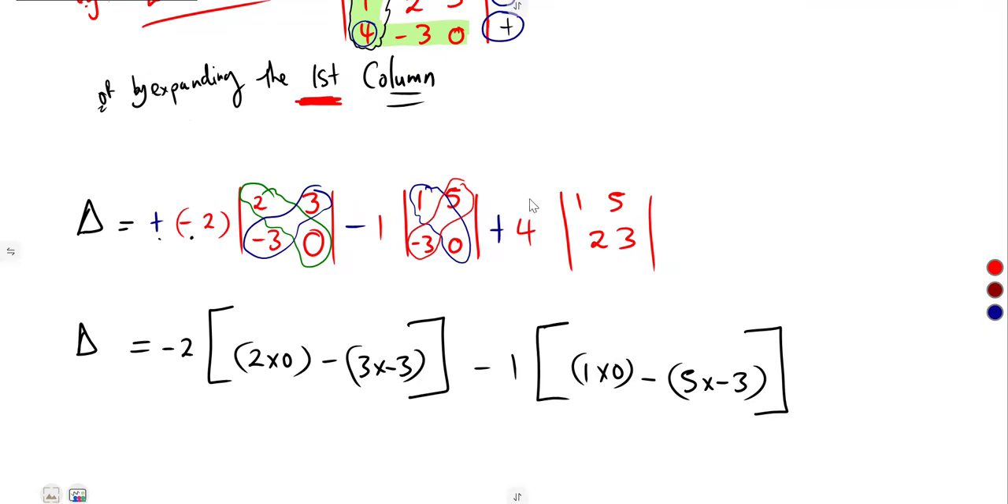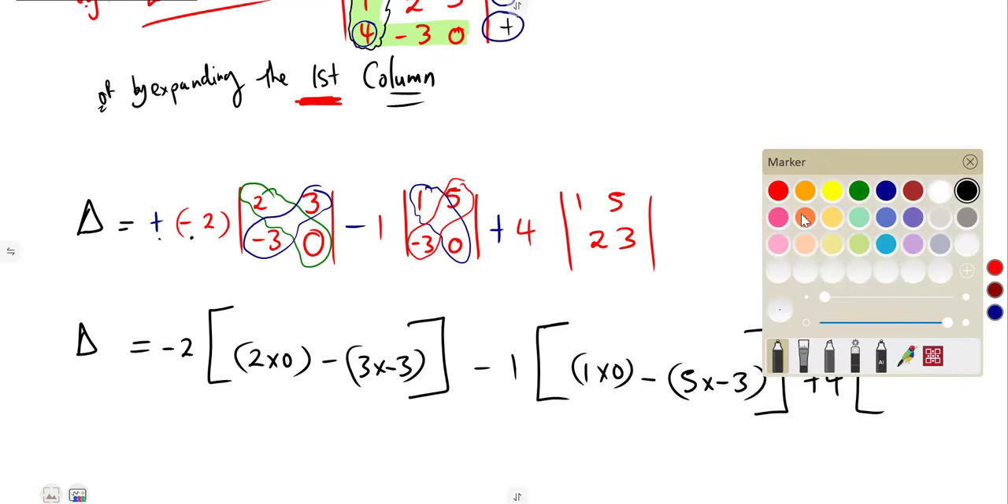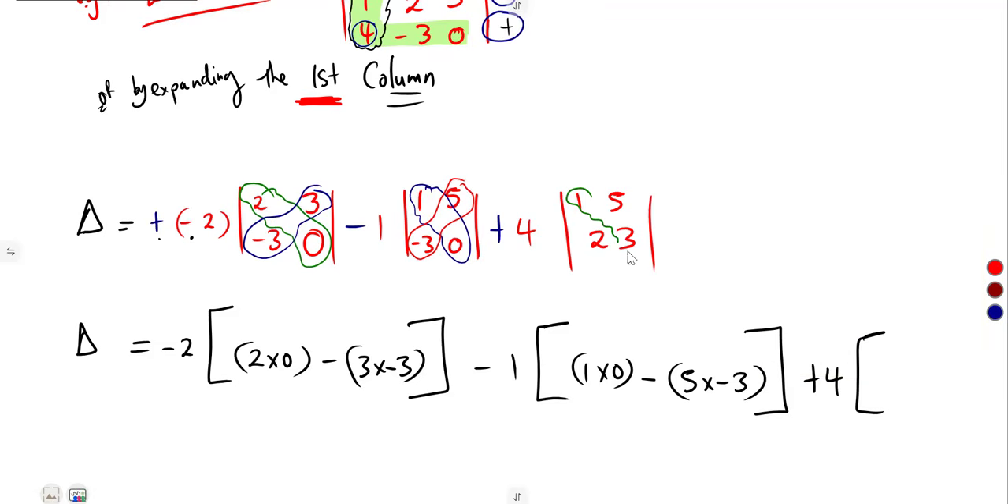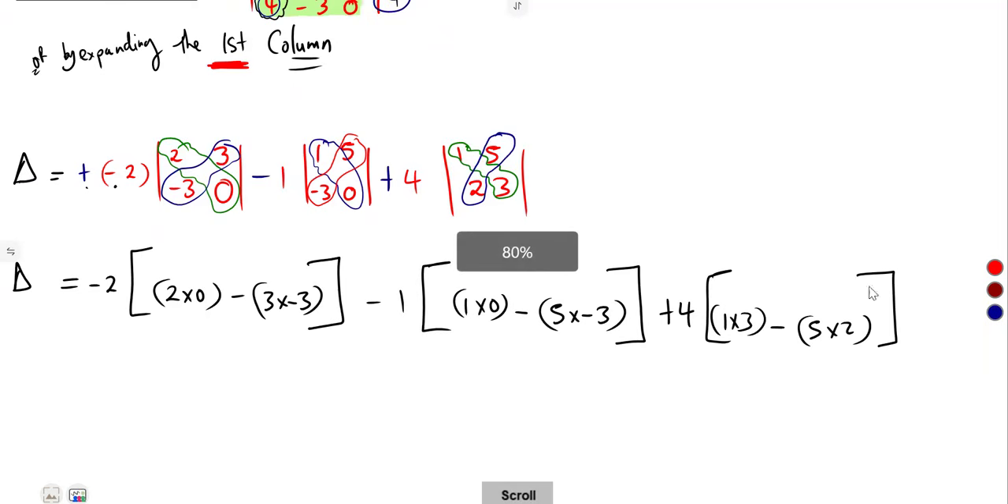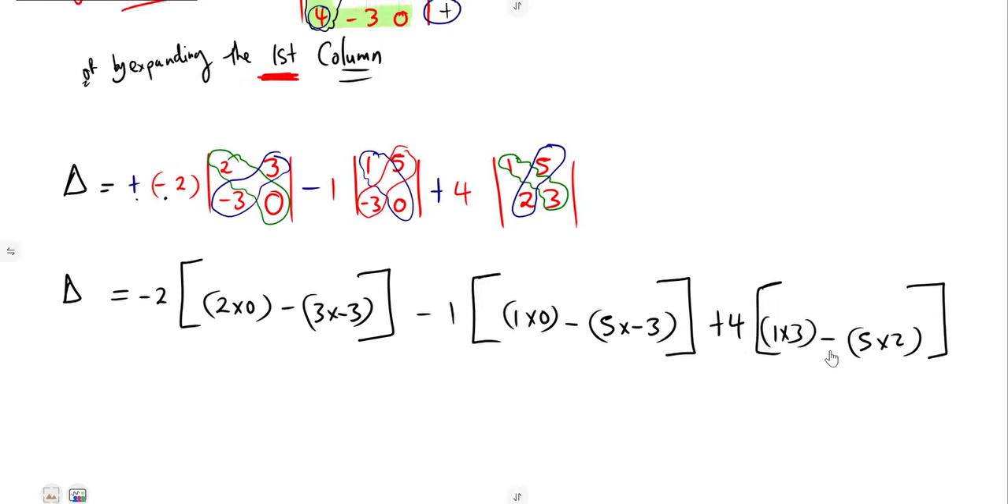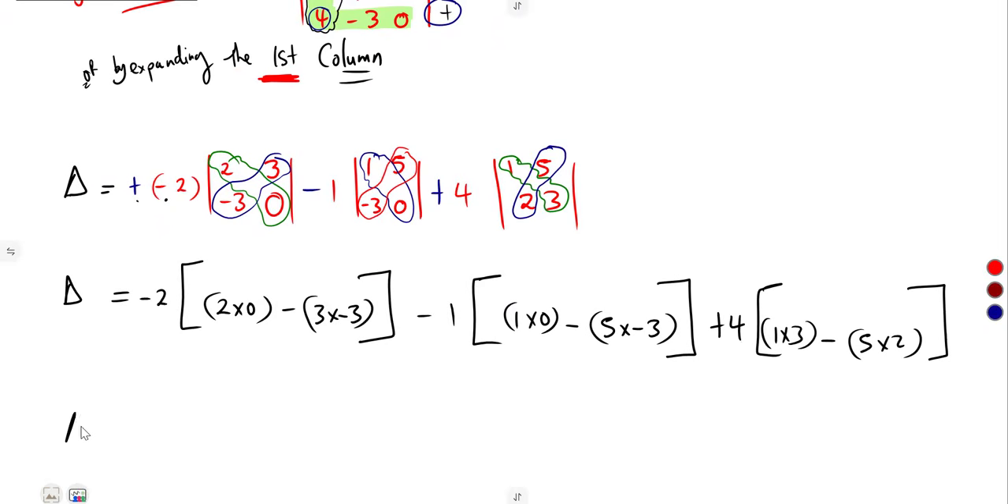We move on to the last one, plus 4. The determinant that corresponds there is going to be major diagonal, 1 and 3. So that's 1 times 3 minus the minor diagonal 5 and 2. So you multiply 5 times 2. So this is it. You have the determinant by evaluating each part. So our determinant at the end was going to be negative 2.